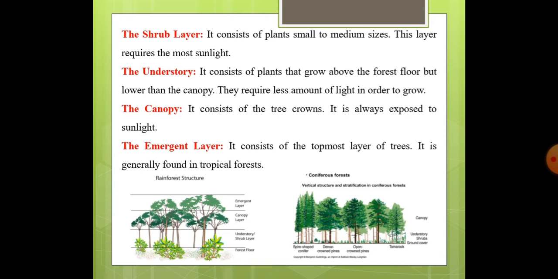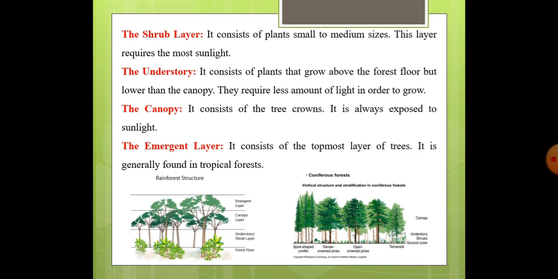The shrub layer. It consists of plants of small to medium size. This layer requires more sunlight than the herb layer. The understory. It consists of plants that grow above the forest floor but lower than the canopy. They require less light in order to grow. The canopy consists of the tree crowns. It is always exposed to sunlight.